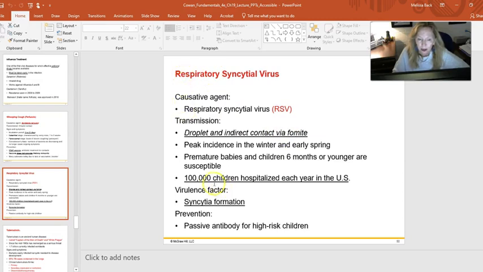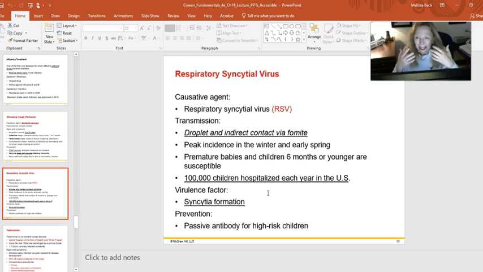Respiratory syncytial virus is the number one cause of hospitalizations of infants around the world. And it becomes very dangerous for infants because of all of the cells that are being exfoliated in the upper respiratory tract, and the fluids.